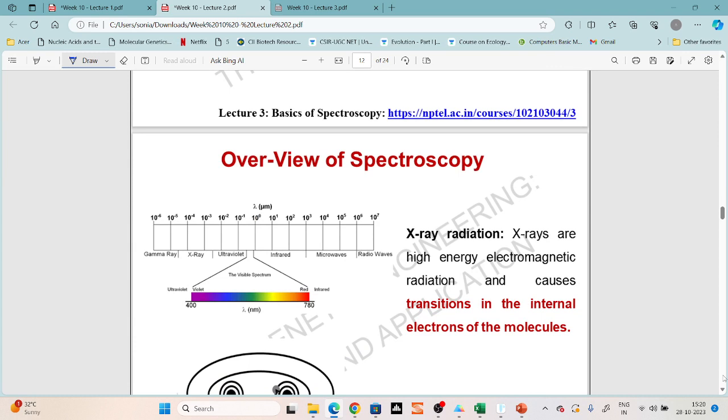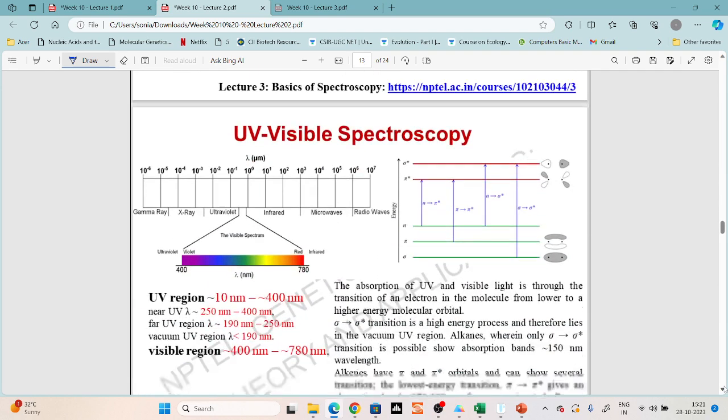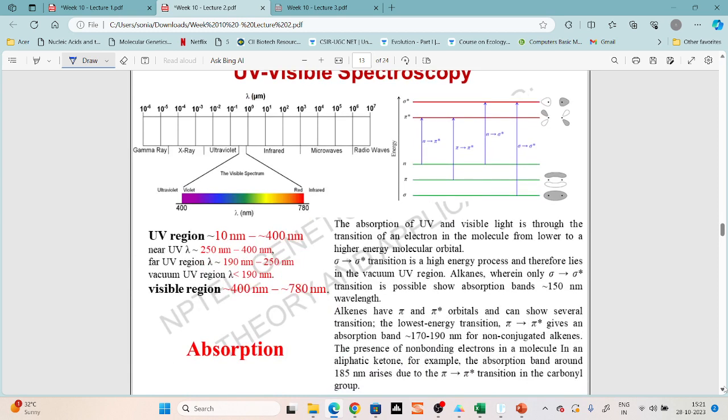Then we come to the x-rays. What x-rays correspond to is that they cause transitions in the internal electrons of the molecules. So basically, x-rays cause the internal transition of the molecules. Okay, so up till now we have studied all the kinds of transitions that happen.